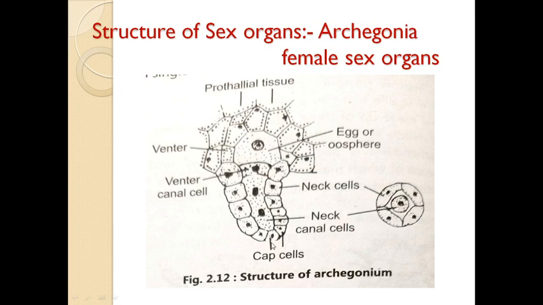The venter is completely embedded into the prothallial cells, and it contains a single large egg, also called an oosphere, toward the base, and the venter canal cell toward the neck. See, these are the venter canal cell, and see, this is the neck of the archegonia, and see, this is the venter. Okay, in the venter there is a single egg or oosphere, and the venter canal cell. And see, there are neck canal cells. The neck is very short, and it curves towards the posterior end.